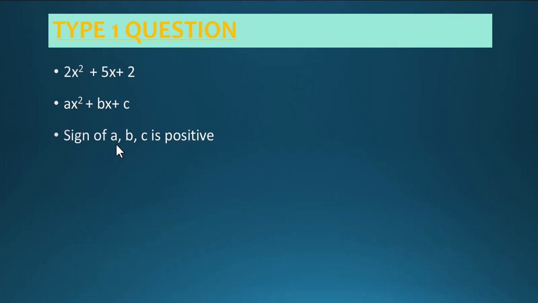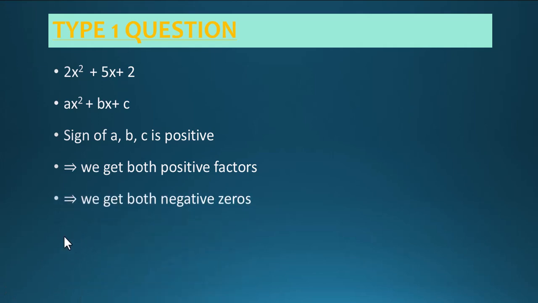Here the signs of a, b, c are positive. So then we get both positive factors and we get both negative zeros. So whenever the signs of a, b, c are positive, we identify it's a type 1 question, and once we identify it's a type 1 question, then we predict definitely we are going to get both positive factors. Okay, so we'll start factorization now.